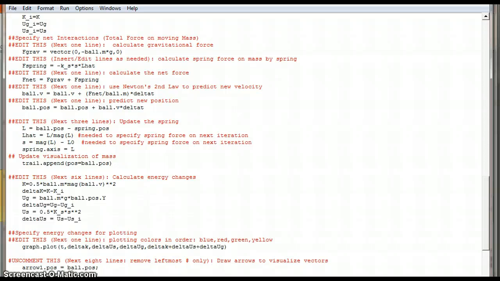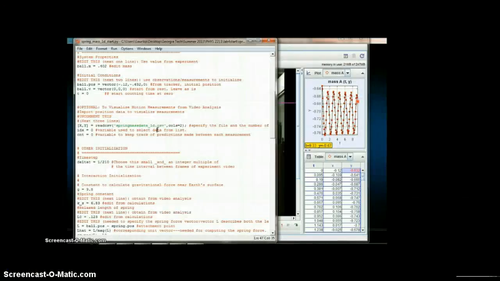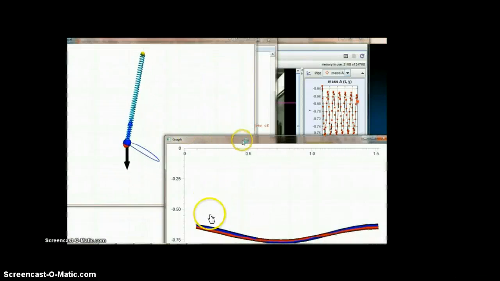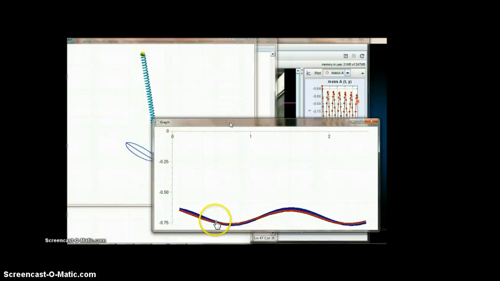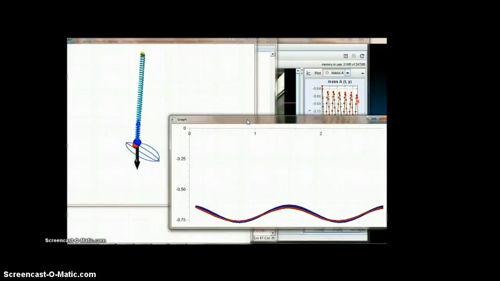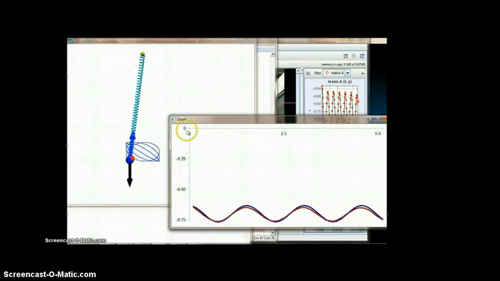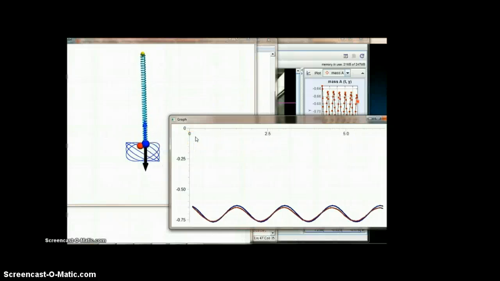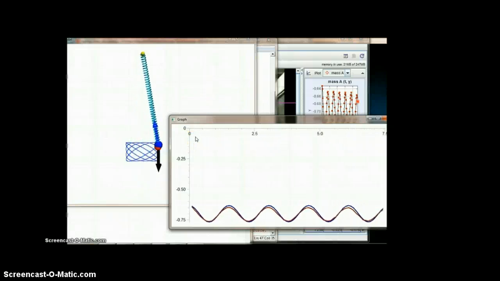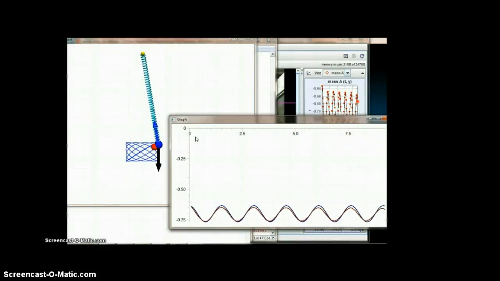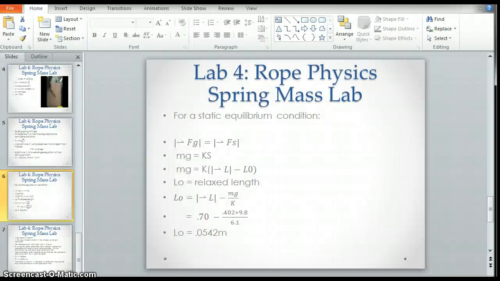When we run the VPython, we will see that the red line shows the object's real position, and the blue line shows the model position, and there is a change because there is something affecting the motion.